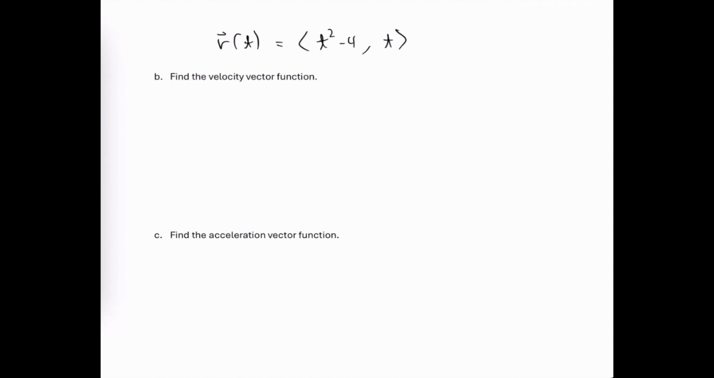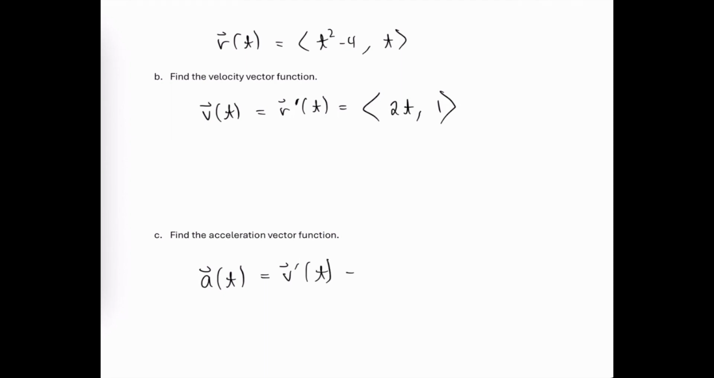Now, part B of this question is asking us to find the velocity vector. The velocity vector function is simply going to be the first derivative of the position vector. And in order to calculate the first derivative of this position vector, we calculate the derivative of each of the individual components. So that's just going to be 2t and then positive 1. So this is my first derivative vector function.